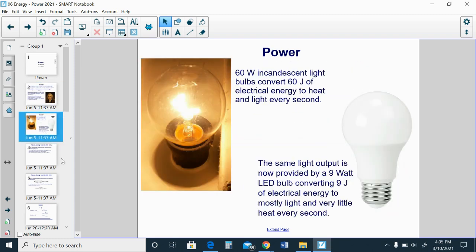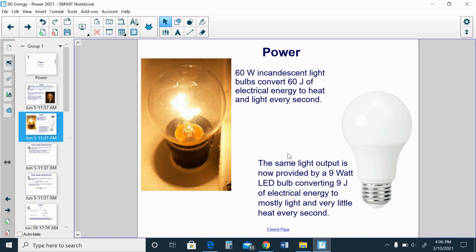Now let's take a look at a couple different types of light bulbs. So in the past decade, we've been phasing out the use of incandescent light bulbs. And this is because they use a lot more energy. Here's an example where it's 60 watts of power for this incandescent light bulb. So what this means is that it converts 60 joules of electrical energy to heat and light every second.